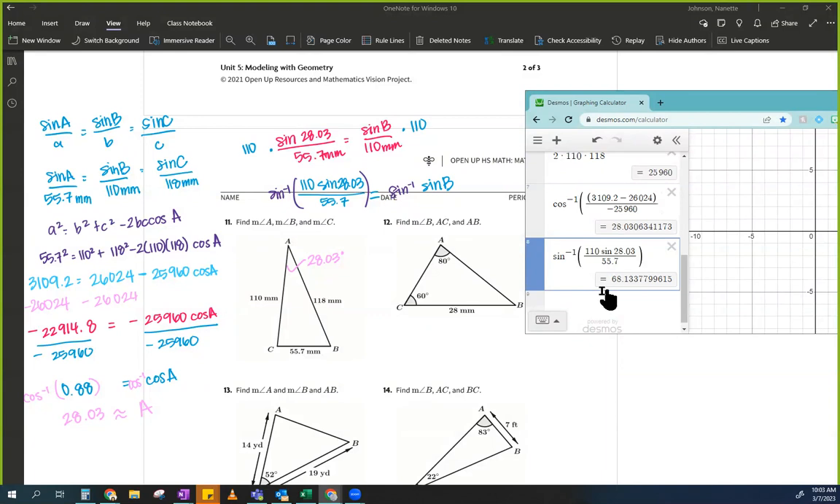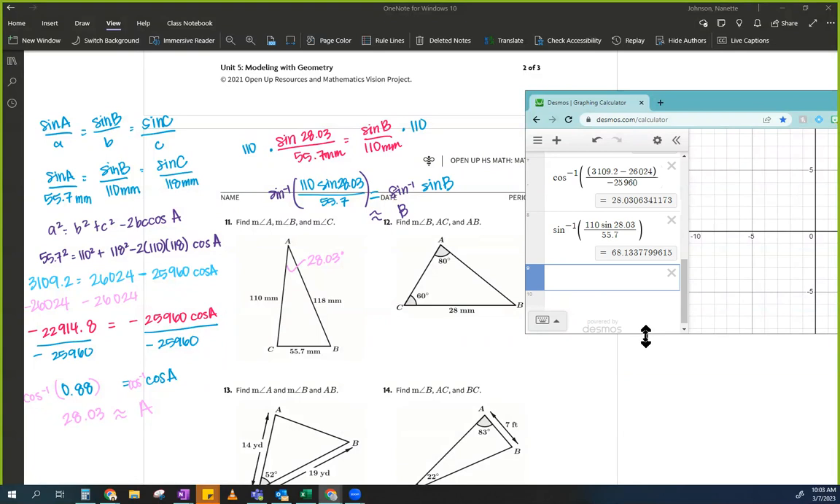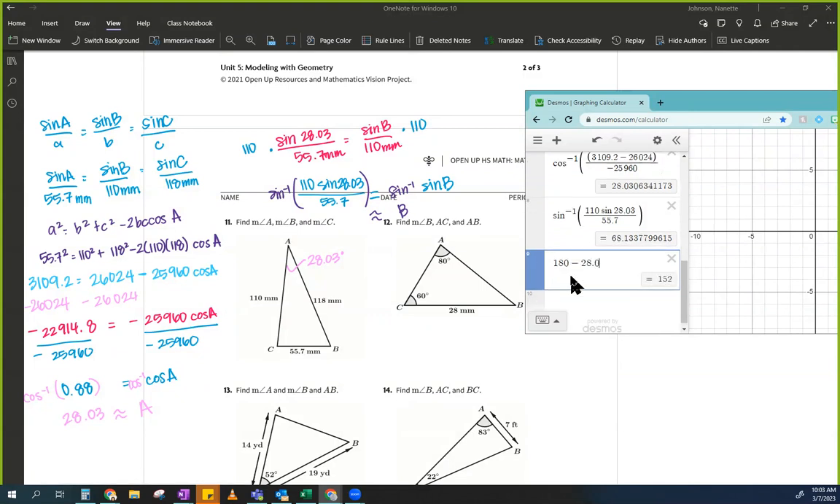Okay. So then you'd say, oh my gosh, Miss Johnson, I'm going to have to do that again. You tell me, how would you find C after all that we've done so far? What would you do to find C? Very good. You are remembering that all three angles add up to 180. So I'm just going to subtract them both. So 180 minus 28.03 minus 68.13 gives me 83.84.